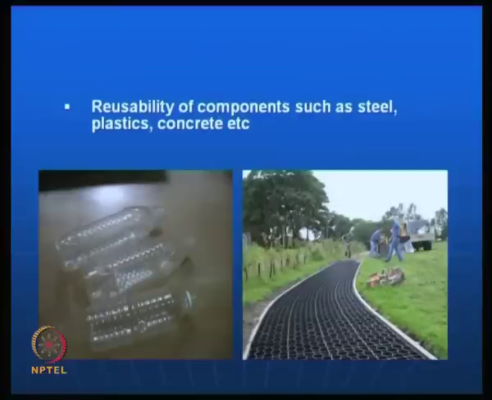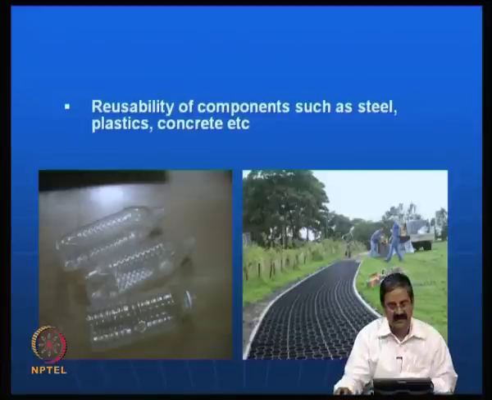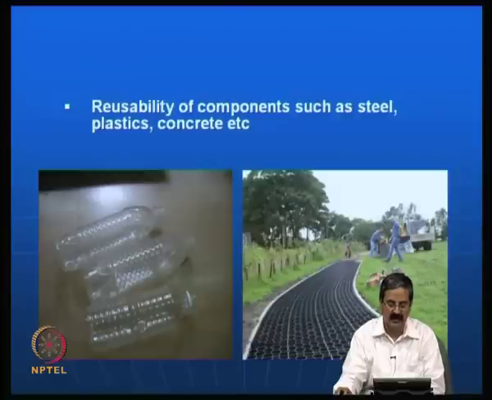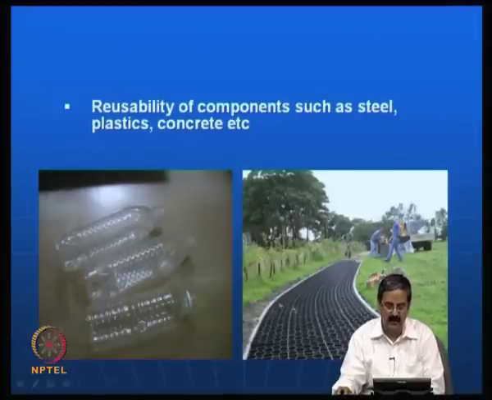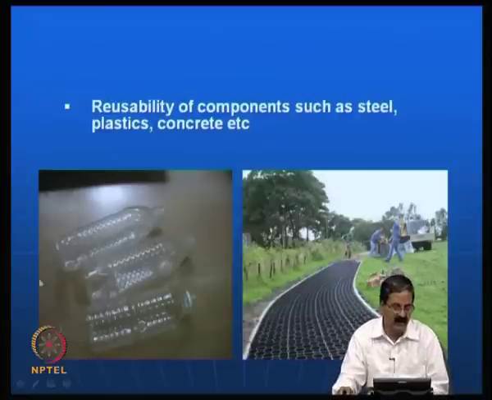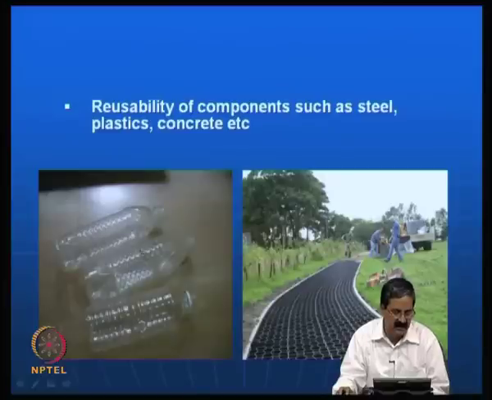Then another important component here is reusability of components such as steel, plastics, concrete and many others. Actually in many of the ground improvement techniques, the beauty is that you should be able to reuse many of the materials. You are using, say for example, geogrids in a project. The geogrids can be reused and then you can form some sort of material like this. In fact, this is a geocell road, and this is all plastic water bottles. This is also waste. This can be used in many cases.